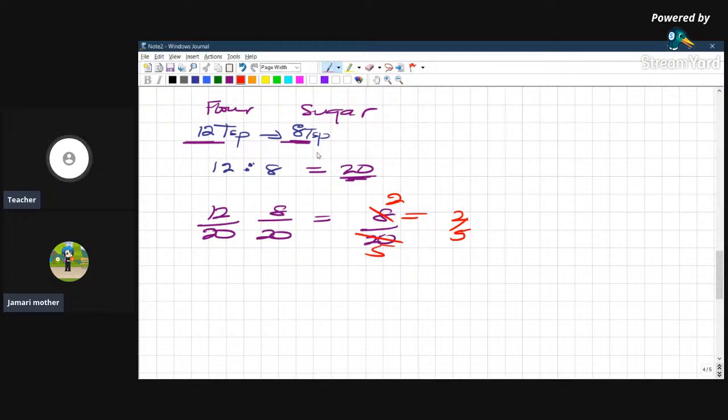All right. So it's just a fractional problem, and we are looking at how we can express this mixture as a fraction. All right, last one. Last one.